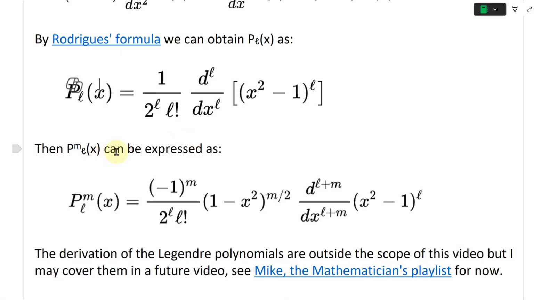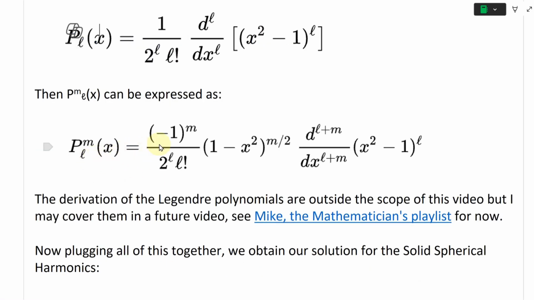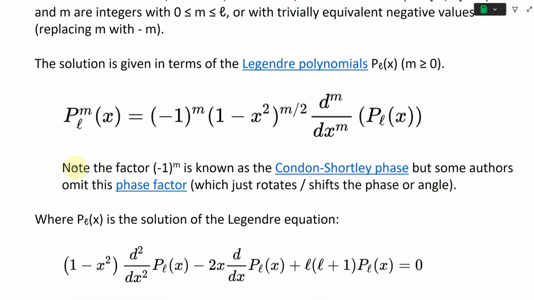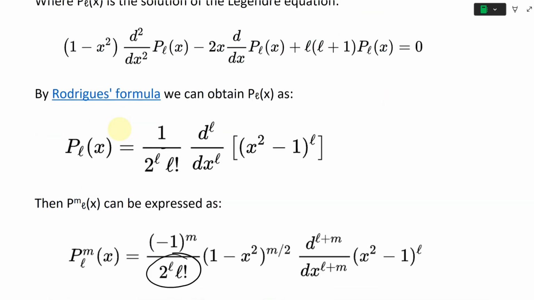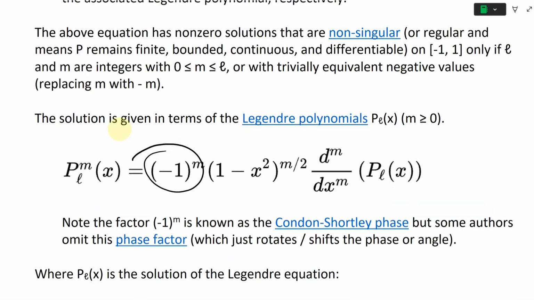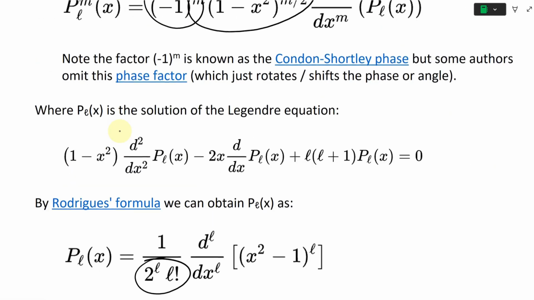So then the PLM of x can be expressed as PLM of x equals negative 1 to the power of m divided by 2^L times L factorial. So this is the PLM of x, so we have this one here, and then we have to include these two terms, and then we multiply by 1 minus x squared to the power of m divided by 2. That's from the associated part right here. And then we have, now, it's the PL of x.